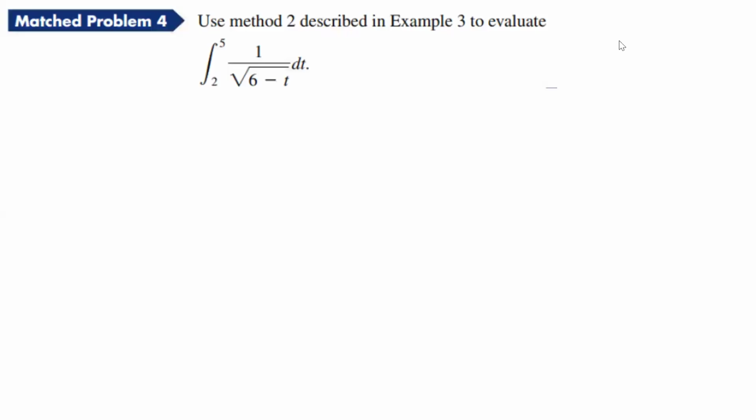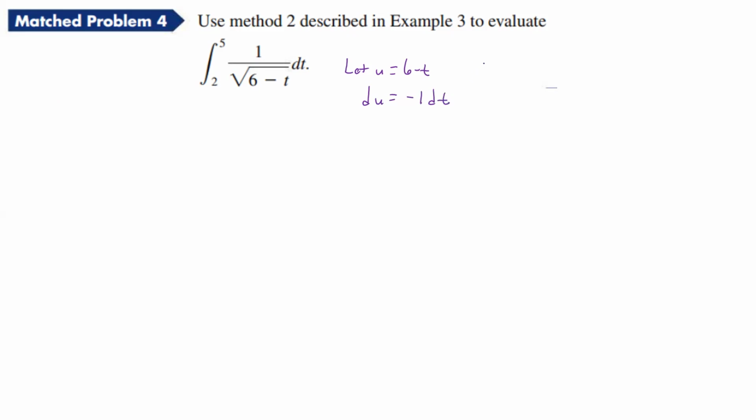All right, so here we're supposed to use method 2 again. So that's where we change our limits. So let's first off think about, okay, well, we're gonna have to do u substitution. So let's say, let u equal 6 minus t. du equals what? Well, that's gonna be a minus 1 dt.